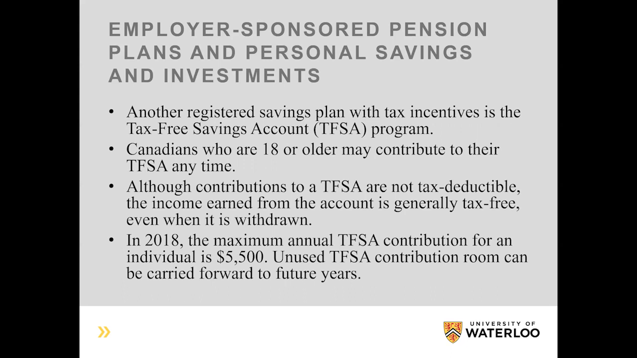Another registered saving plan with tax incentives is the Tax-Free Savings Accounts Program, or TFSA for short. Canadians who are 18 or older may contribute to their TFSA at any time. Although contributions to a TFSA are not tax-deductible, the income earned from the account is generally tax-free, even when it is withdrawn. In 2018, the maximum annual TFSA contribution for an individual is $5,500. Any unused TFSA contribution room can be carried forward to future years. So we have seen a lot of features concerning different components in the Canadian retirement income system. These features will be incorporated into the life cycle model that we are about to build.